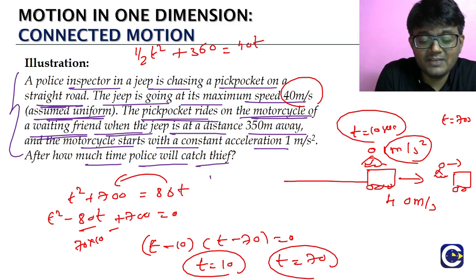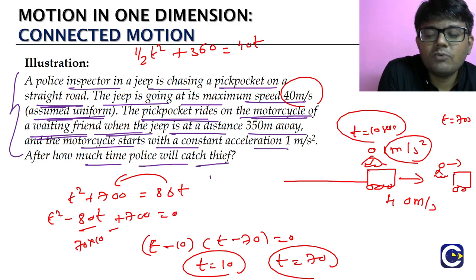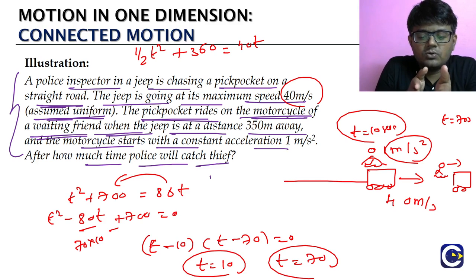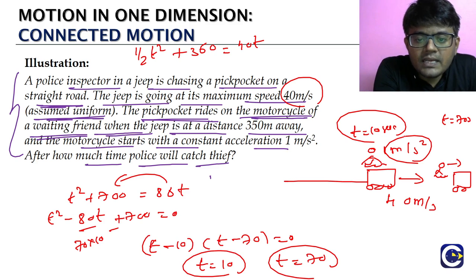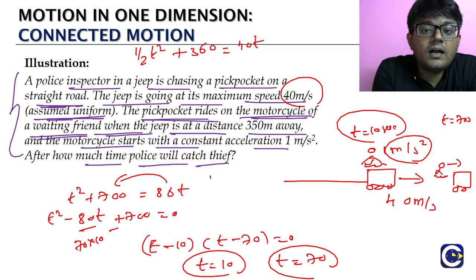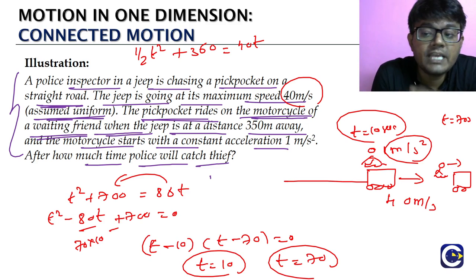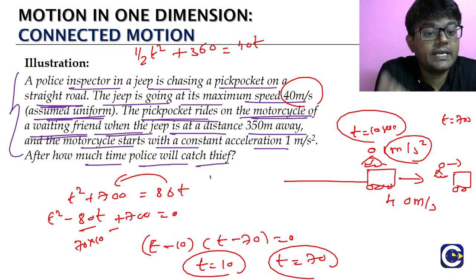Say for example if the police jeep is missing the thief and going, then what will a clever thief do? He will turn the bike and go in the opposite direction, isn't it? But theoretically, what is going to happen? The police jeep is going to cross over and then go ahead. But since the bike fellow is having acceleration, his velocity will keep increasing and he will be able to overtake the police jeep again at how much time? T is equal to 70 seconds. That is why we are getting two roots.